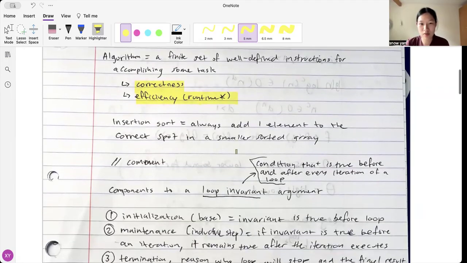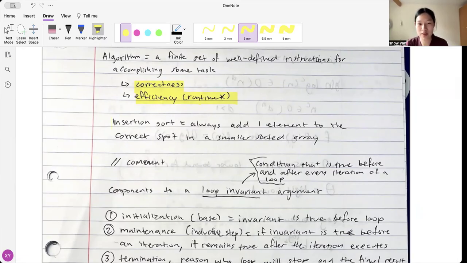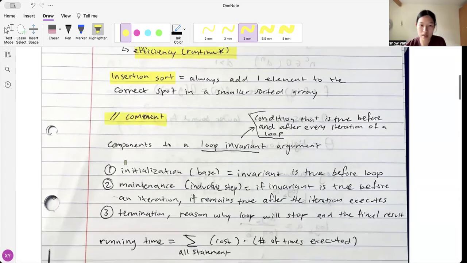Then there are some other things that were talked about. I just wrote this for myself: insertion sort, because I'm always confused about what it means. It always adds one element to the correct spot in a sorted array, because there are several different sorts, and I always mix them up.